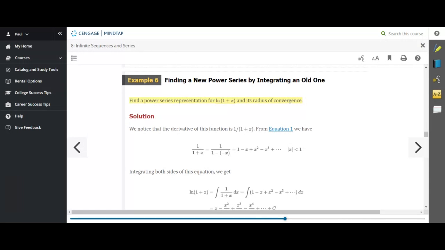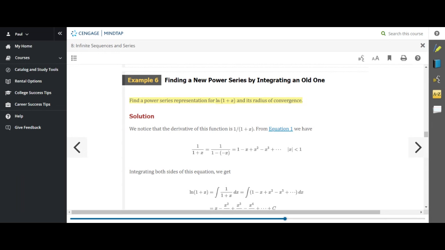Okay, so we have been talking about representing functions as power series, and we've done some examples, three actually. And in the last example, we actually differentiated a power series to help us find a power series for a particular function.